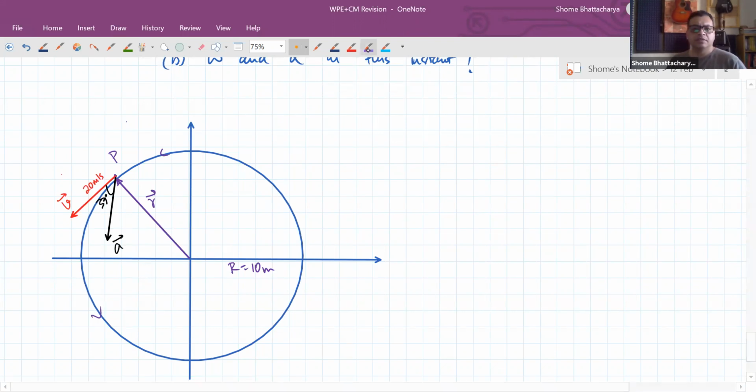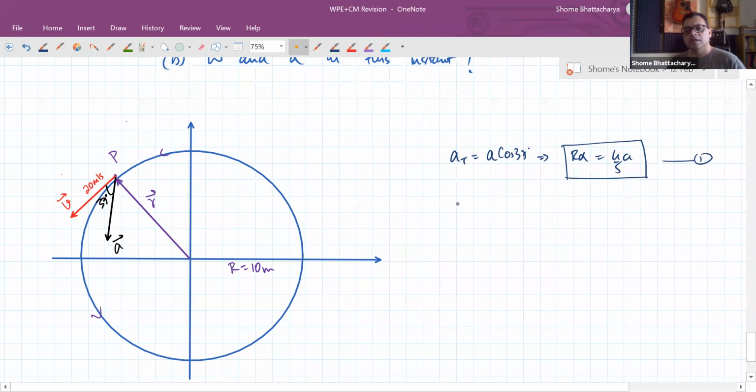Okay. So the moment we see that, we can understand that the tangential component of the acceleration will become a cos 37. So that means r alpha will become 4 by 5 a. This is our first equation. And the centripetal component of acceleration, which is pointing in this direction, we can see this is the centripetal, this is the tangential.